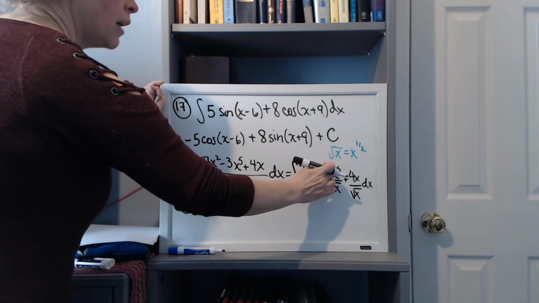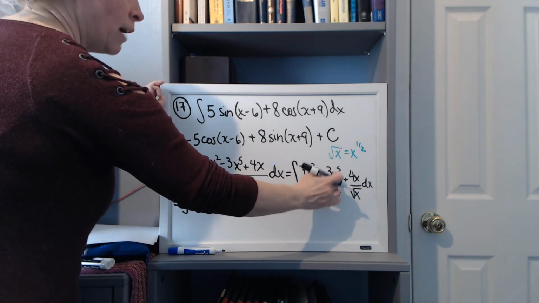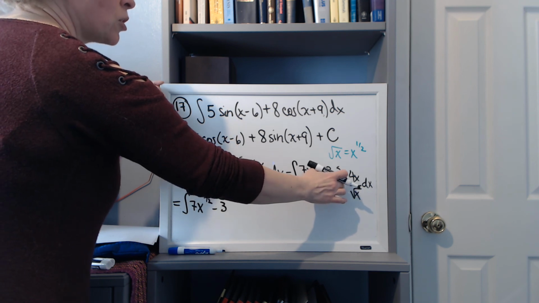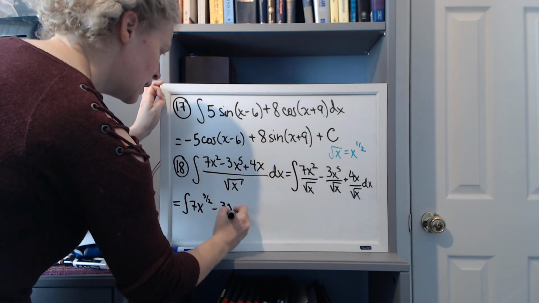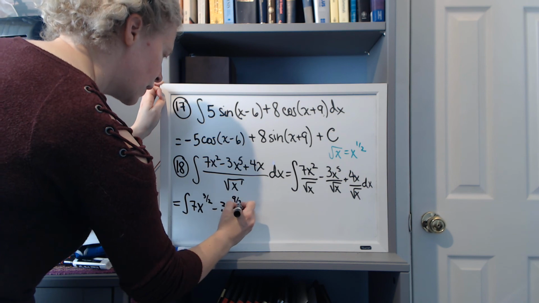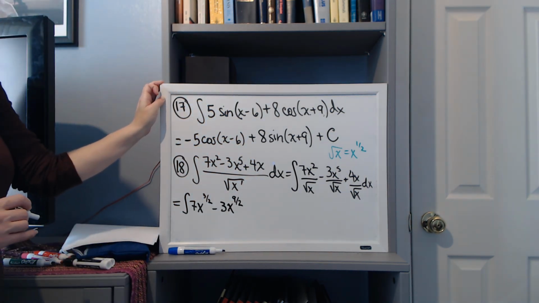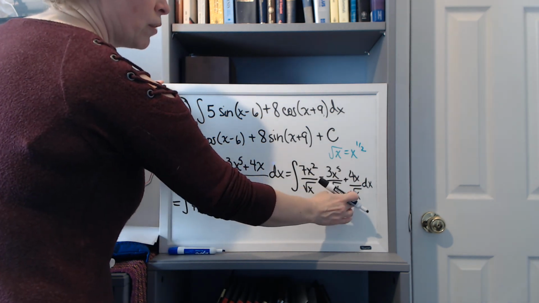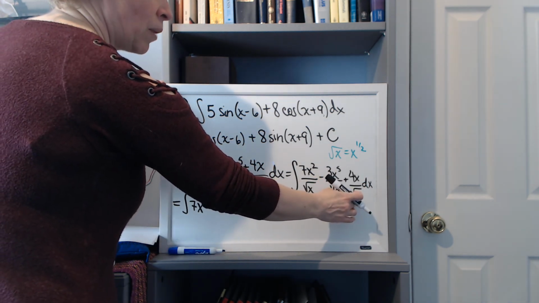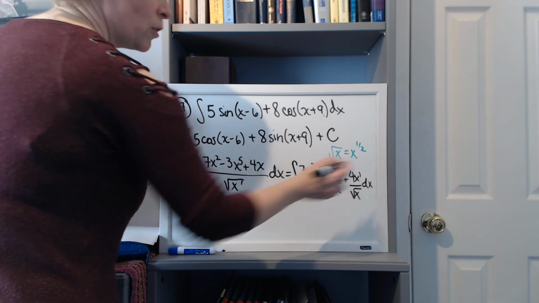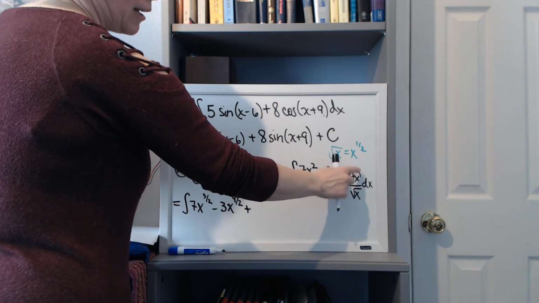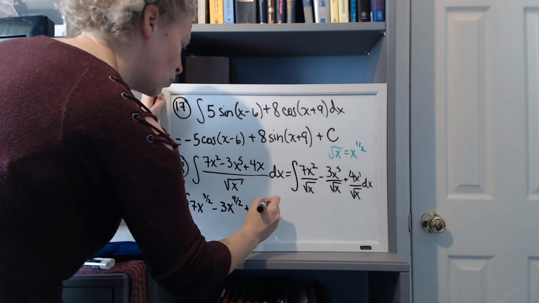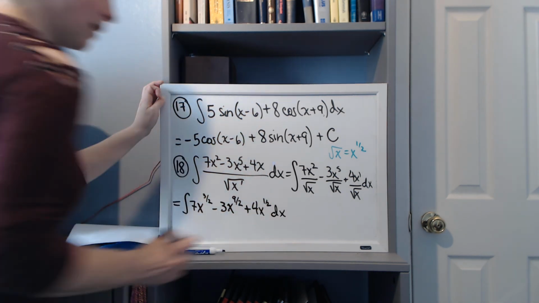Minus 3, and then we have x to the 5th over x to the 1/2. So we're going to subtract the exponents. 5 minus 1/2 is going to give us 4.5, which is 9/2. So we have minus 3x to the 9/2. And then we have 4x over square root of x, in other words, 4x over x to the 1/2. So that's x to the first power. We're going to subtract the exponent. 1 minus 1/2 gives us 1/2. So we get 4x to the 1/2 dx.